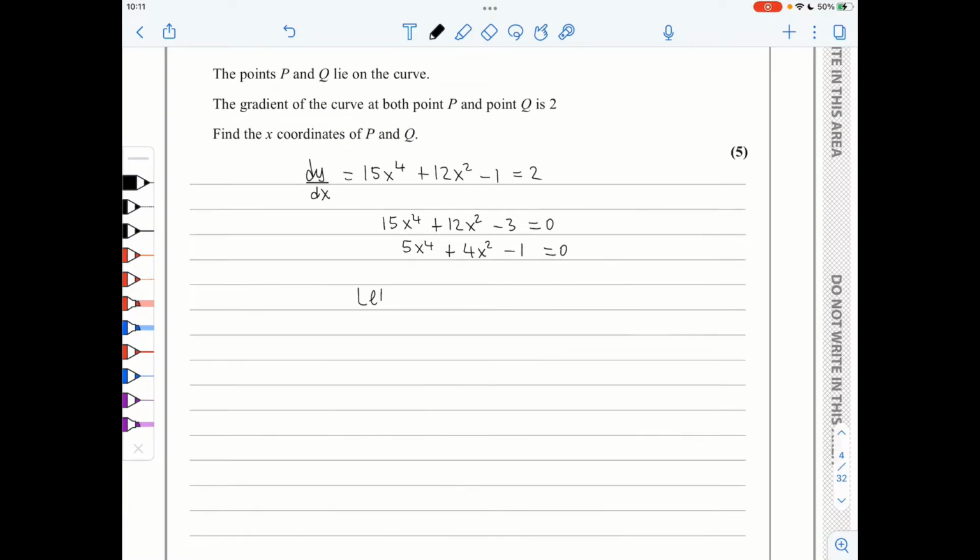So I will let w be x squared. This certainly means that w has to be greater than 0, and also means that w squared is x to the power of 4. So if I rewrite this quartic in terms of w, I see it is simply 5w squared plus 4w minus 1 is 0. This factorizes into 5w minus 1, w plus 1. So it either means that 5w minus 1 is 0, or w plus 1 is 0.